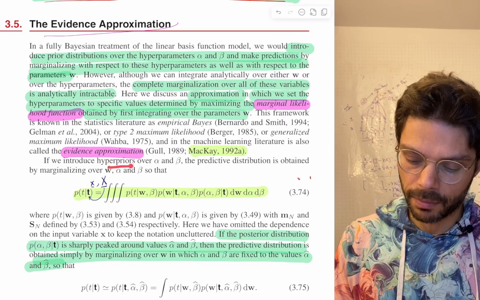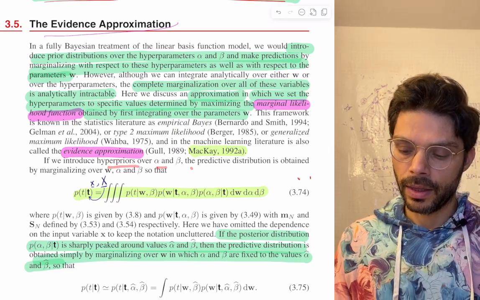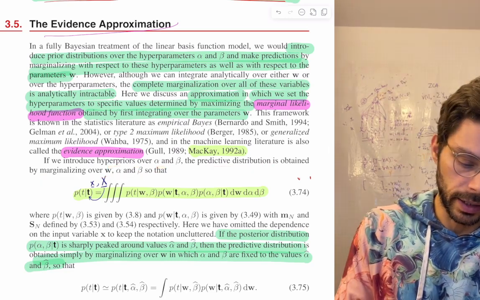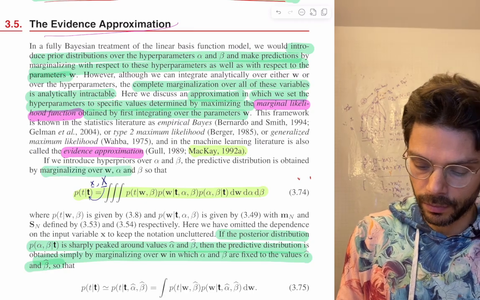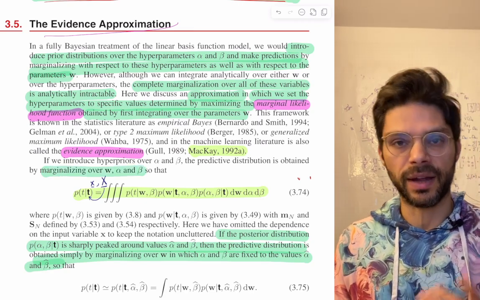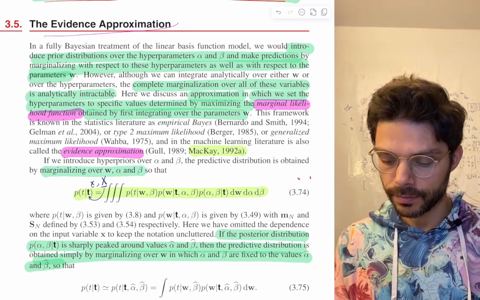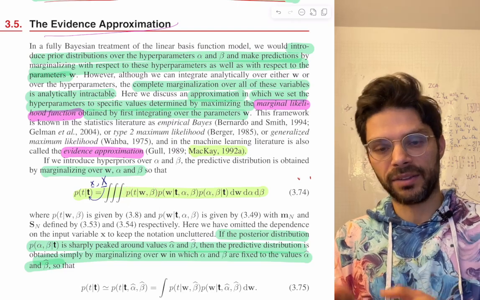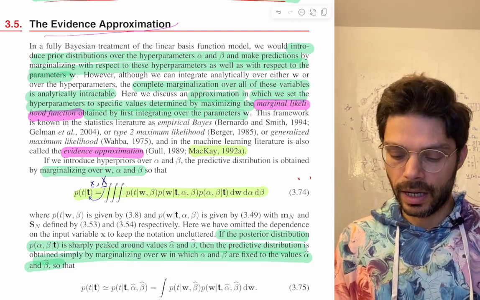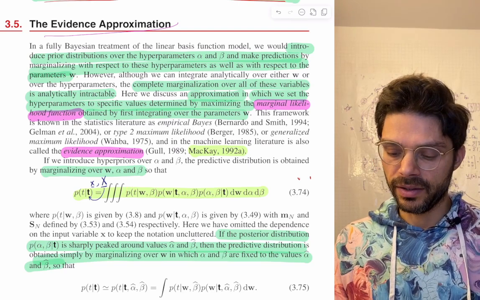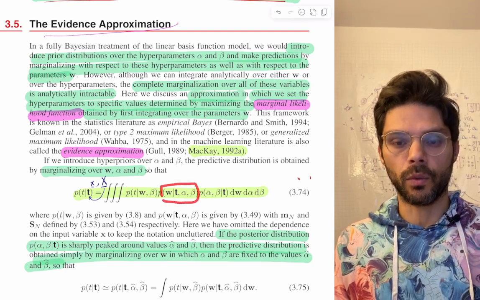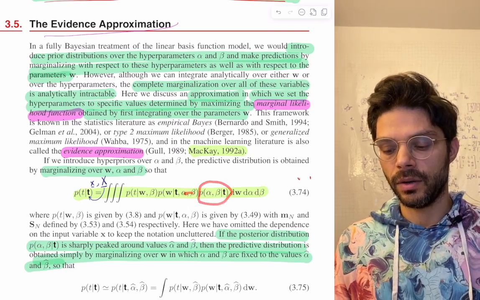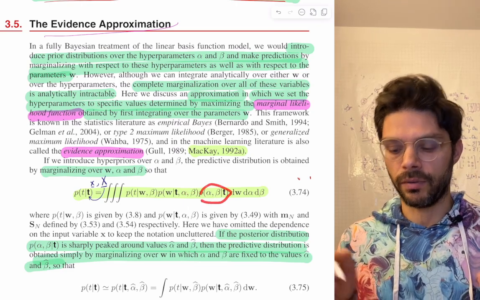So if we introduce hyperpriors over alpha and beta, the predictive distribution is obtained by marginalizing over W, alpha, and beta. So let's just highlight that. That's what we want to do. And marginalizing is just a fancy word for integrating over them. So here we've got how the weights are going to combine with the x's. You don't see the x's here; they're hidden. To get a given new t is how our uncertainty over the weights given our training data and our hyperparameters, and then our posteriors on the hyperparameters given our training data.